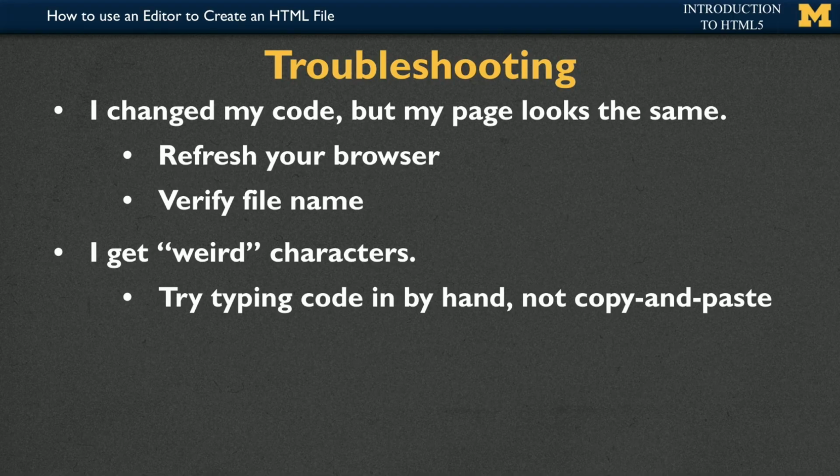Another problem that people often get is what we call weird characters, things that don't look like English. That happens most often when people copy and paste code from a PowerPoint or Google Slide instead of typing it in by hand, and they pick up these hidden characters. So try those things if it's not working for you. Try refreshing the page, try going back and making sure you saved your file. And if you copied and pasted, try to go back in and type it in by hand.